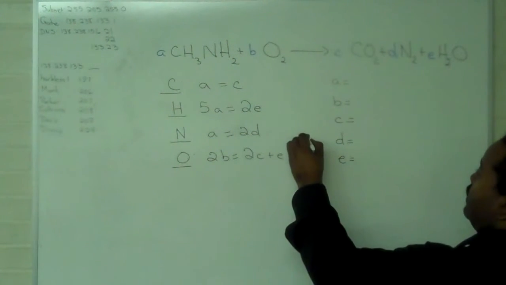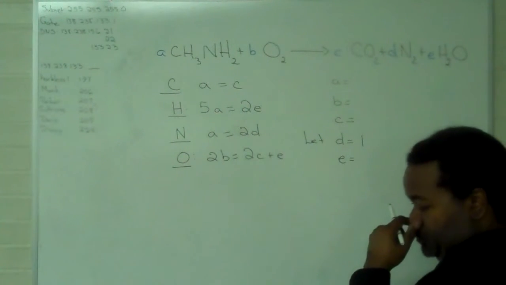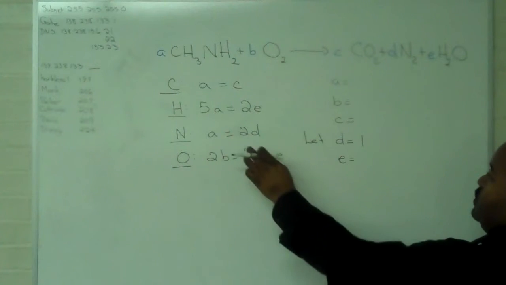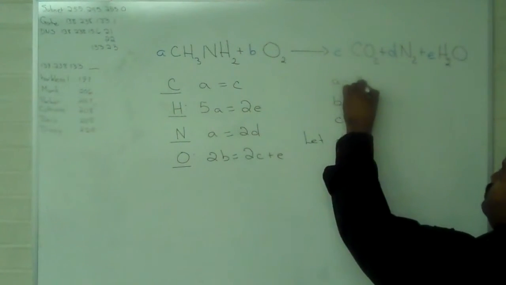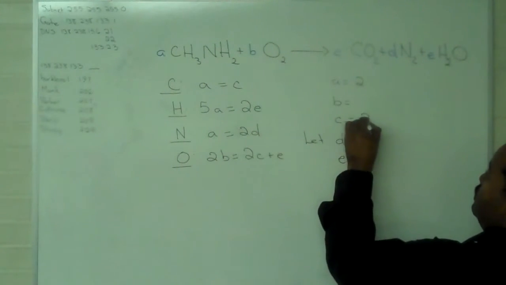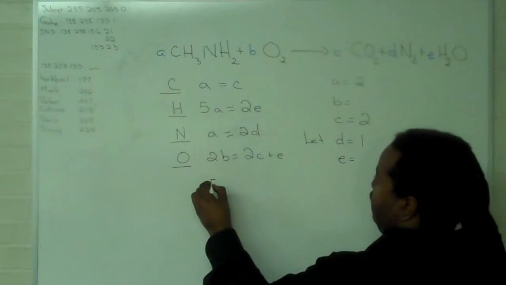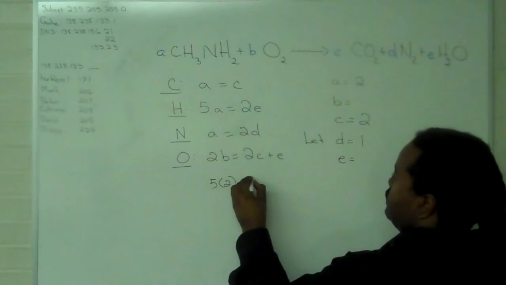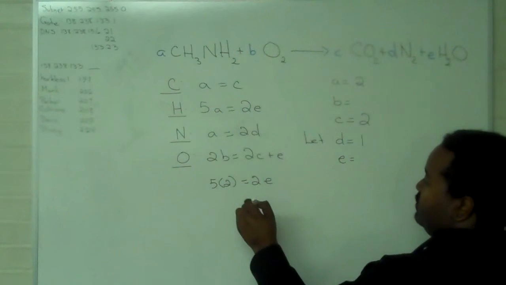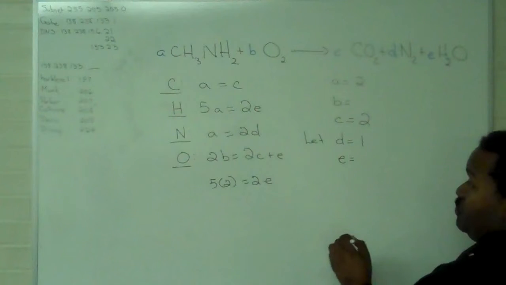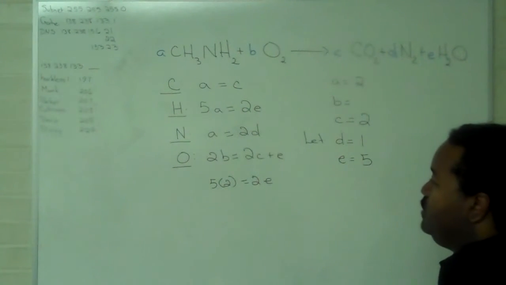So in this case, I'm going to say let D equal 1. If D is equal to 1, then A equals 2 times 1, so A equals 2. A and C are also equal to each other. And I have to do a little bit of math. 5A equals 2E. This is from the hydrogen equation. And so 5 times 2 is 10. If I divide through by 2, then I get a value of 5 for E.